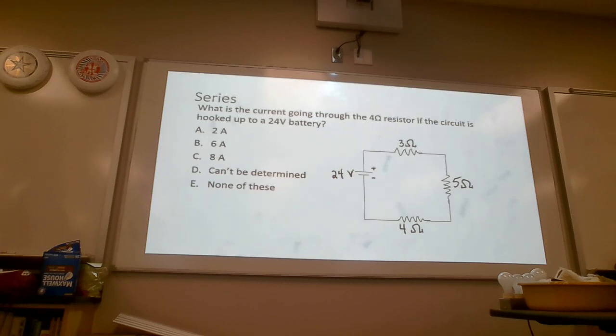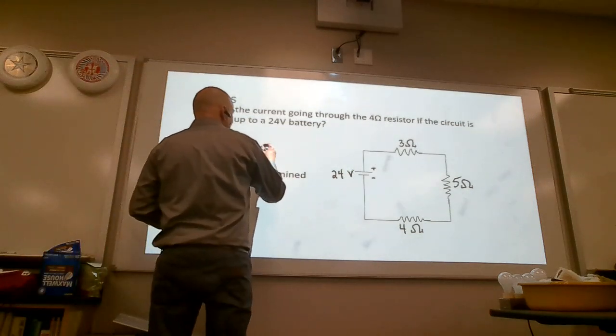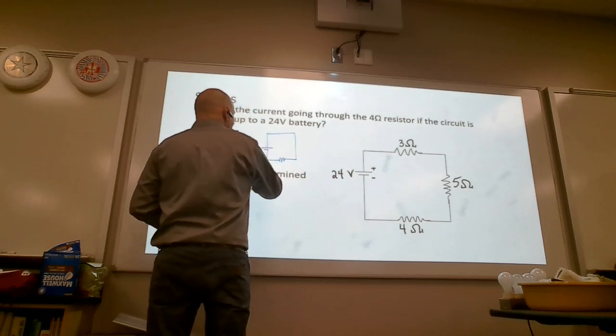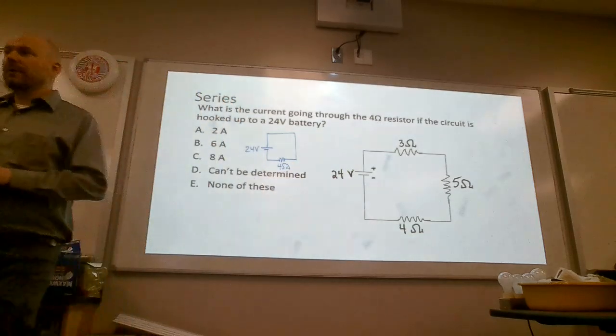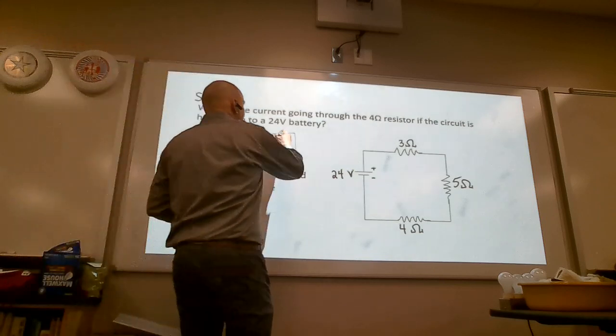Okay, I heard A's and B's. Both of you, which are using Ohm's law, good job. B would be correct if the circuit looked like this. B would be correct if it was only one resistor hooked to the battery. Then it would be 6 amps. But there's other ones.